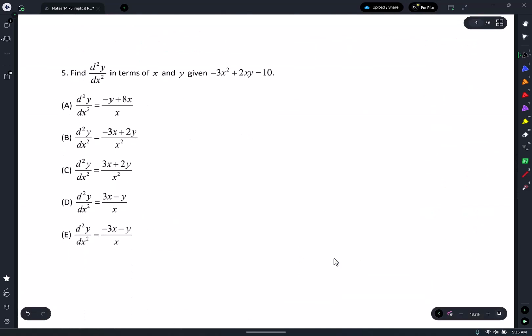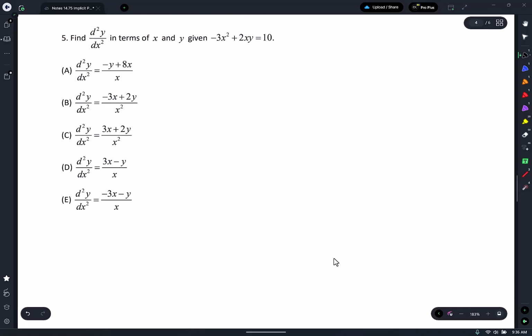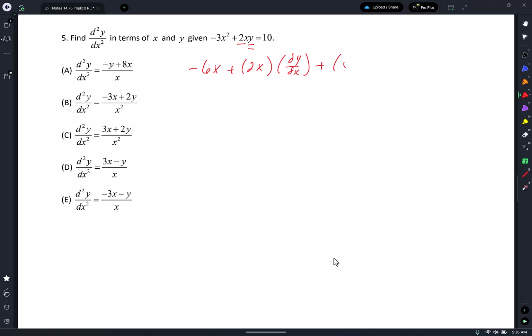This one's not as bad. Oh, this one looks like it could be bad. I say not as bad, but see how it says second derivative? It looks like we're going to have to do some substitution. Let's get it started and see how far we go. So we're taking the derivative. Derivative of negative 3x squared, plus, and then what rule do I have to use over here? Product: first times derivative of the second, plus second times derivative of the first equals 0.